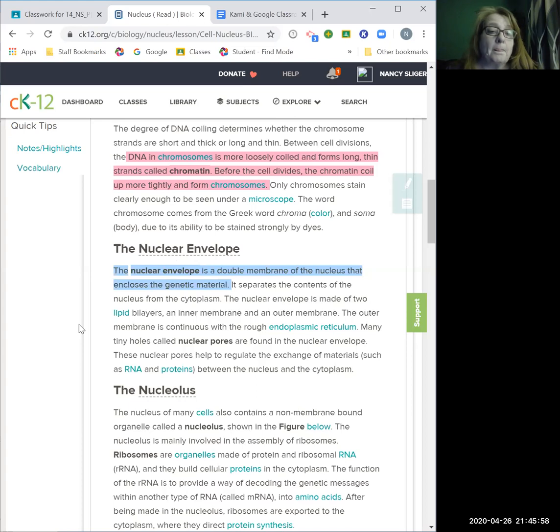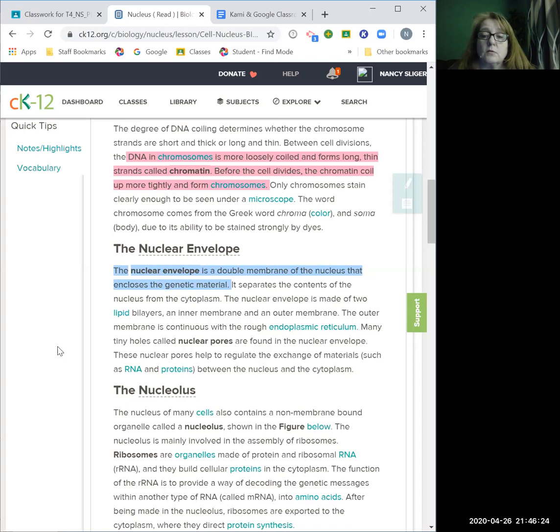It does have pores in it where a copy of DNA can leave the nuclear membrane and go out to the cytoplasm where the pattern can be used to make other chemicals, and that pattern leaves through the nuclear pores. Now, sometimes inside the nucleus, you'll see a small, tight, thicker cluster.